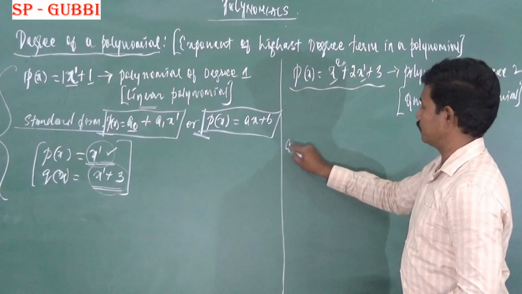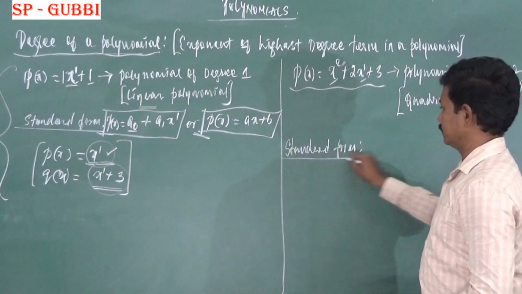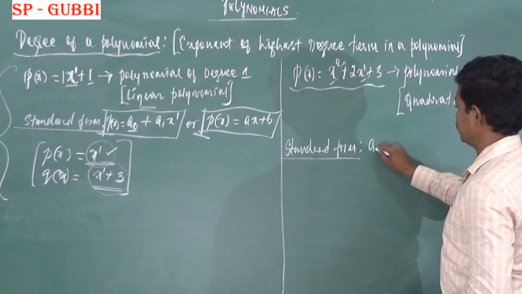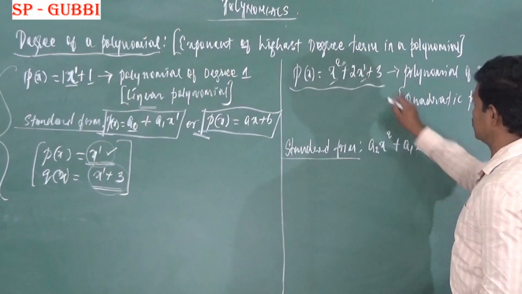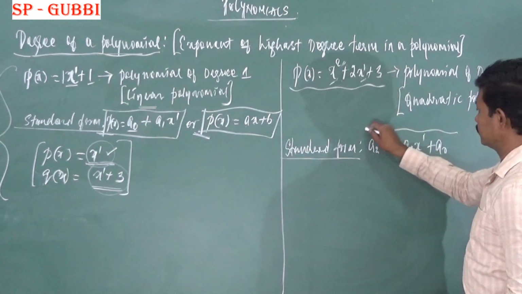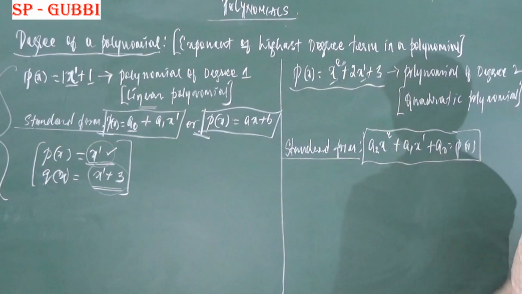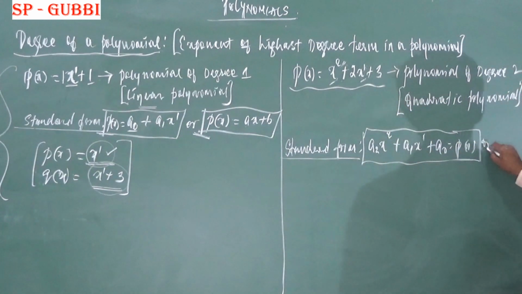So let us go with the standard form of this. We have to remember all these things, which is very important. I hope you can identify the standard form here: a2 x square plus a1 x to the power 1 plus a0. So this is the standard form of p of x. This is the standard form of the quadratic polynomial. So what is given in your textbook? It is something like this: p of x is equal to ax square plus bx plus c. So this is also the standard form of a quadratic polynomial.